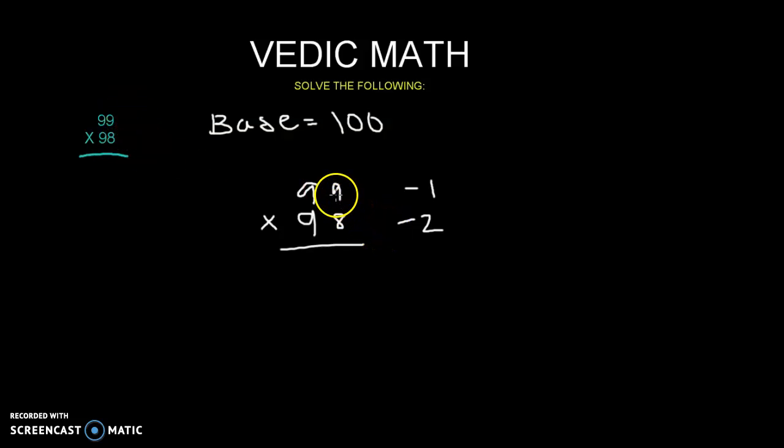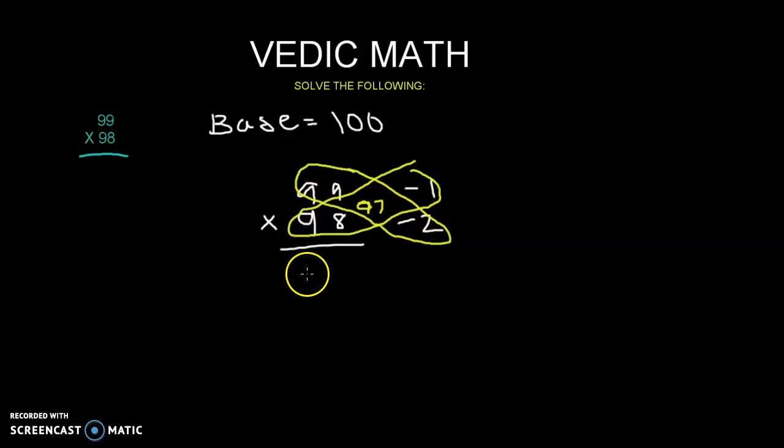So what is 99 minus 2? 97. Yeah, so this is how you do Vedic math. You do it like a butterfly, basically. Both of these give the same answer, 97. So make a partition here and write 97 right here.